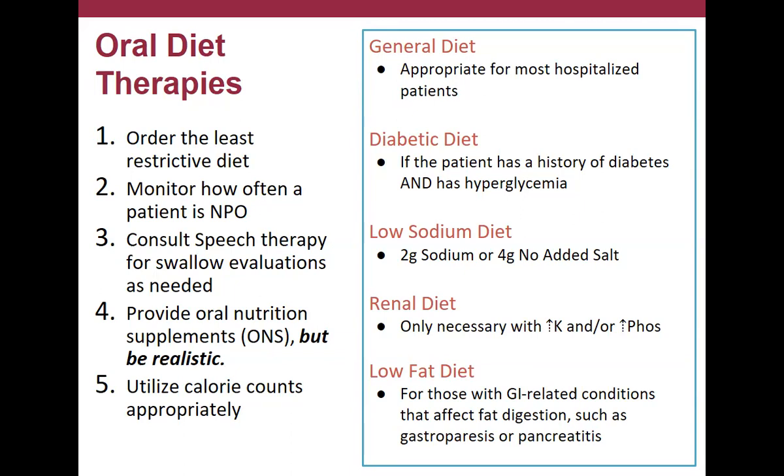On this side, you can see some therapeutic diets at Loyola. I put when they would be appropriate, like a diabetic diet. If someone has a history of diabetes and is hyperglycemic, if they're chilling in the hundreds with their blood sugars, A1C 6.1, they probably don't need a diabetic diet while they're here. Renal diet's only necessary, again, if they have hyperkalemia or hyperphosphatemia. If they just have CKD, but their serum volumes are normal, there's no point of a renal diet.